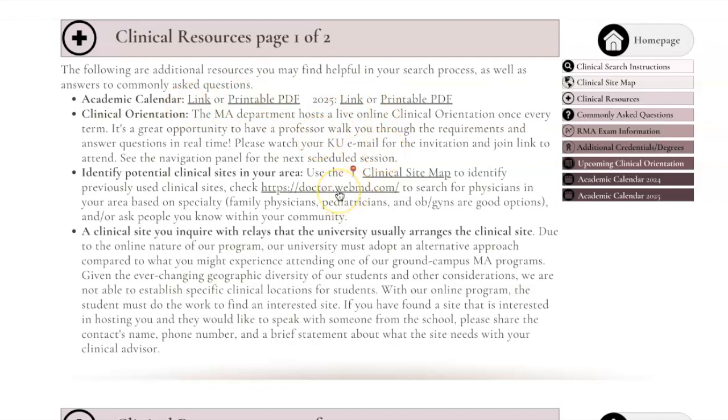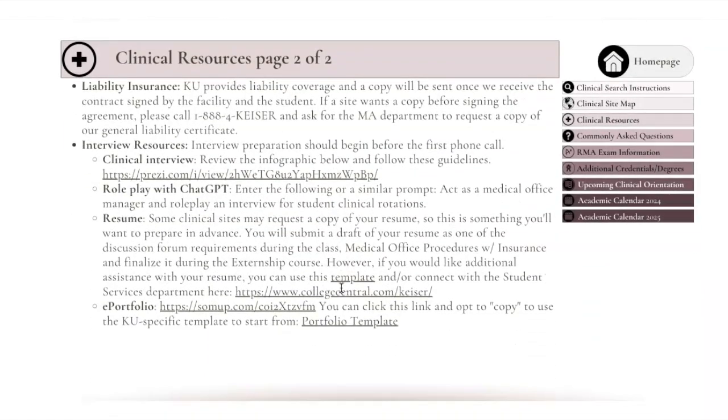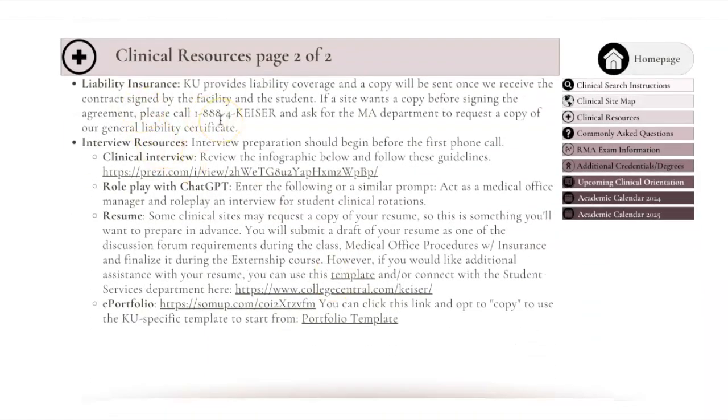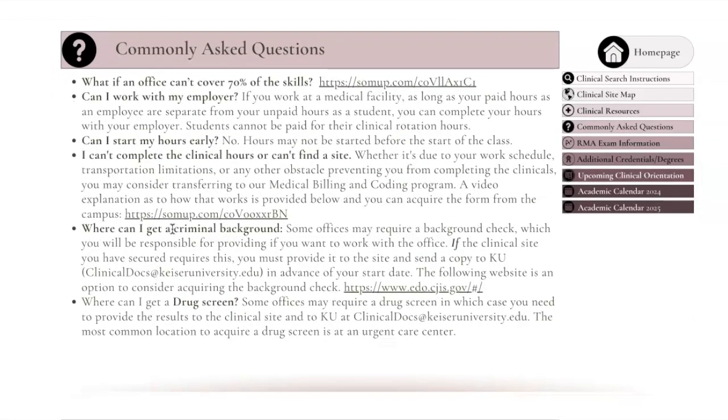You can use WebMD. So let's say you don't find any medical offices that are on that clinical map. WebMD also has a doctor finder where you can search by specialty and by zip code. You can also reach out to your own physician, people you might know in your community. There's other information about things you might hear as far as, do we have liability insurance? Yes, we do. We have some interview resources here that might be helpful for you. And then we have some commonly asked questions.